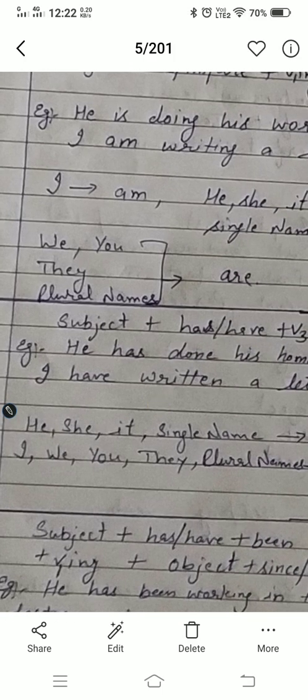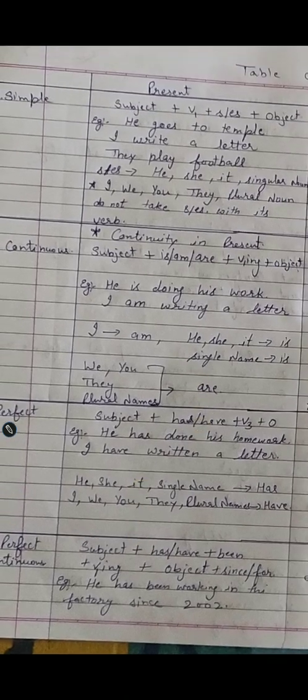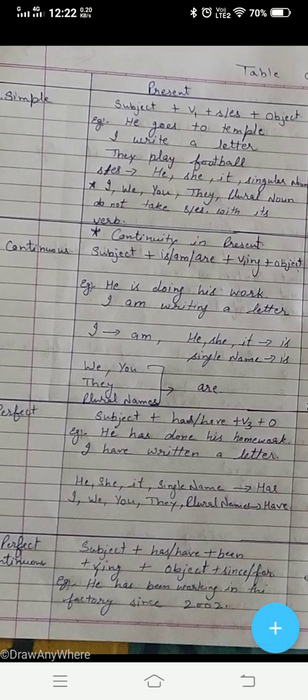Here we have an example. As we have discussed, the subject has or have plus the third form of the verb and the object. So we take an example: He has done his homework. He has done his work. We have used has plus third form. Do, did, done. Done is the third form.